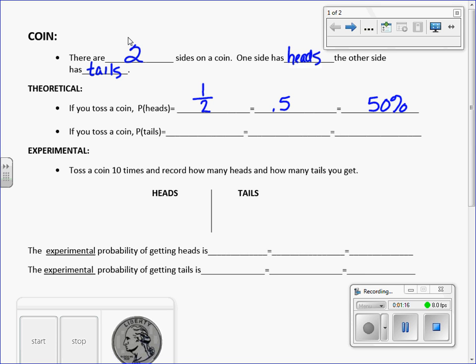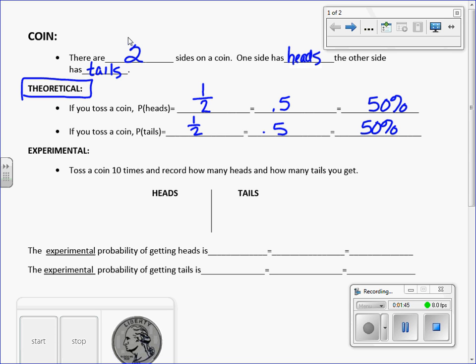So if we toss a coin, the probability of tails is the same thing. 1 out of 2, 0.5, 50%. Okay, this is what we know. This is what we understand. That's logical. That's what our theoretical says. Theoretically, when we toss a coin, we're going to get 1 out of 2 chances.